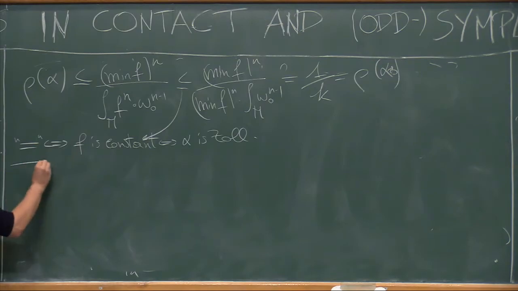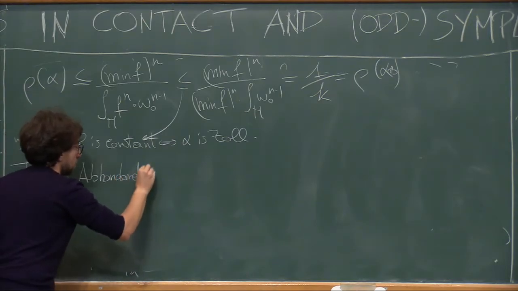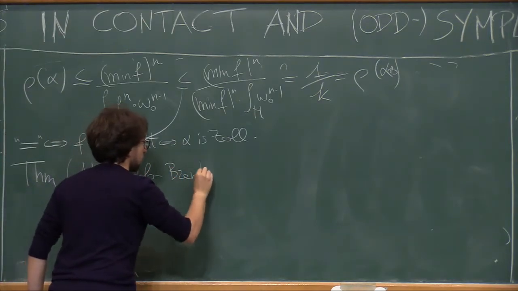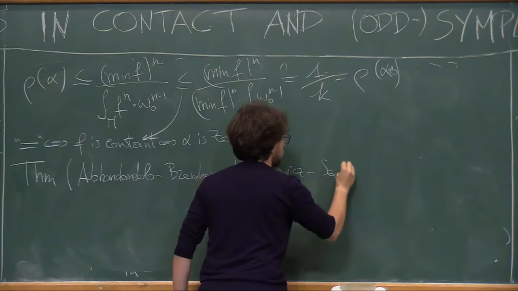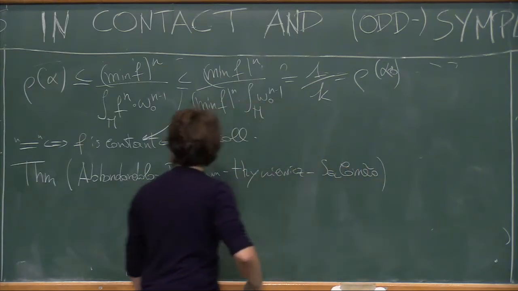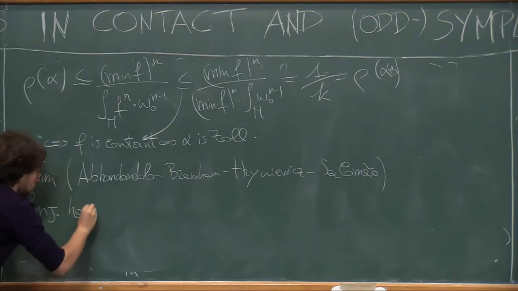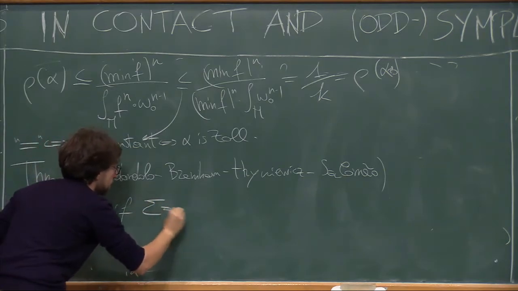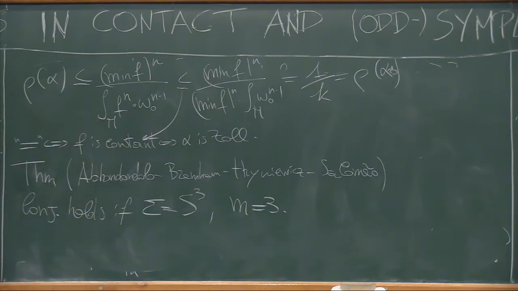Recently, the conjecture was also established in almost its full power by Abbondandolo, Bramham, Hryniewicz, and Salomão, when sigma is the three-sphere. So the conjecture holds if sigma is the three-sphere, and the topology is the C3 topology. So here it's almost what one expects.